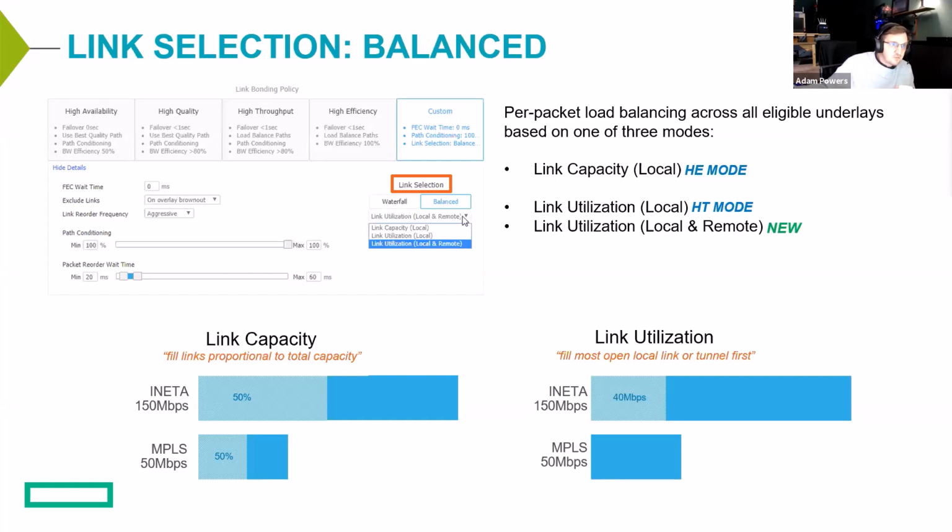And then when you set this to balanced, and you set link utilization local and remote, it's going to fill up the tunnels to the other end, whichever one has the most bandwidth. So I personally think, just as a recommendation, that local and remote is probably the go-to option. If you had to pick one, it seems like you would want to base it on the tunnel. So I think that's a new feature that is probably the best one for most situations.